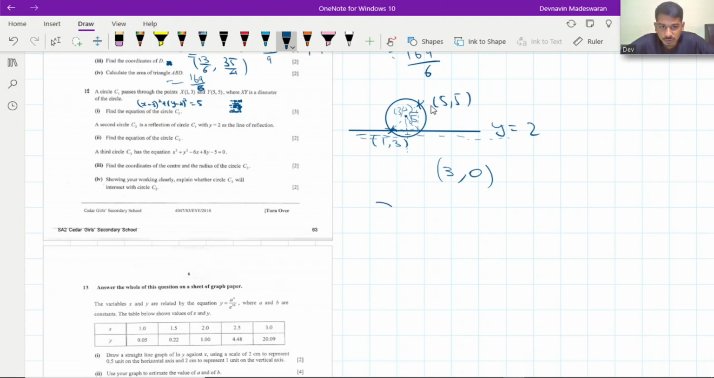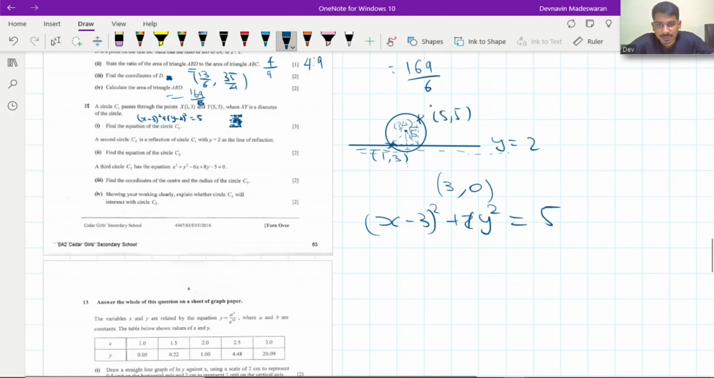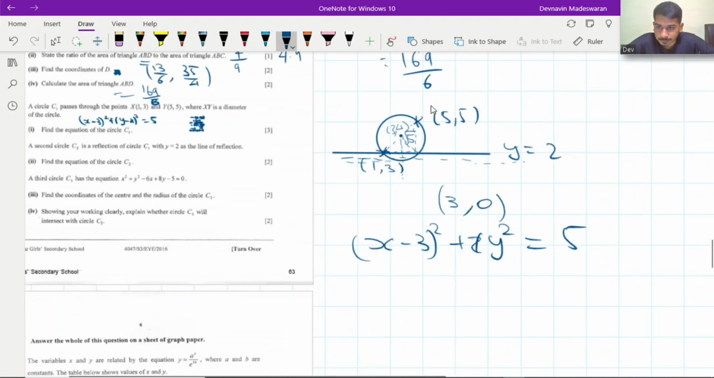So the new equation is going to be x minus 3 squared plus y squared is equal to 5. So it's just logical now. Okay, x minus 3 squared plus y squared is equal to 5.